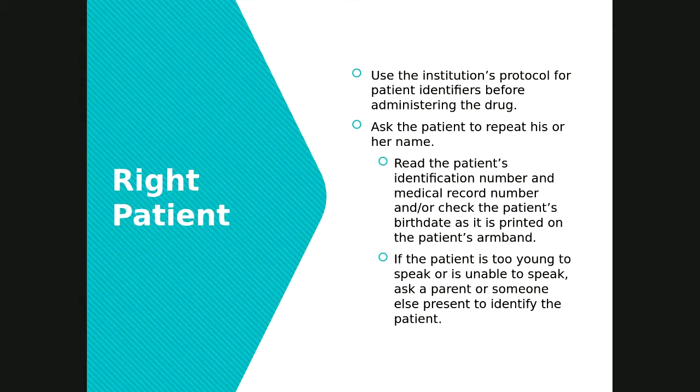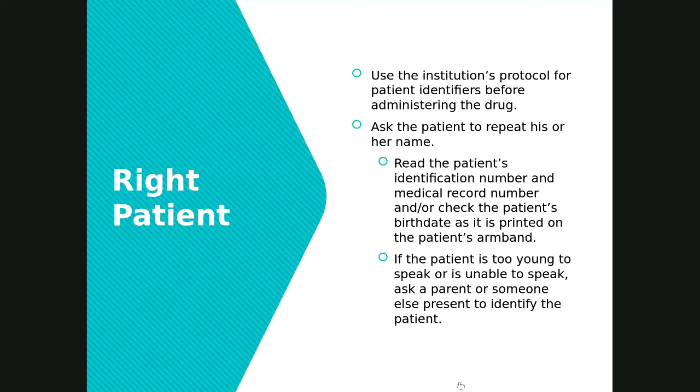As far as the right patient, you are going to have individual protocol for the institution to make sure that you have your patient identifiers before you give a drug. You want the patient to repeat his or her name. You want to read the patient's identification number and medical record number, or have the patient confirm their date of birth as it's printed on their armband. And if the patient is too young to speak or is unable to speak for some reason, you want to ask a parent or someone else that's present to identify the patient.